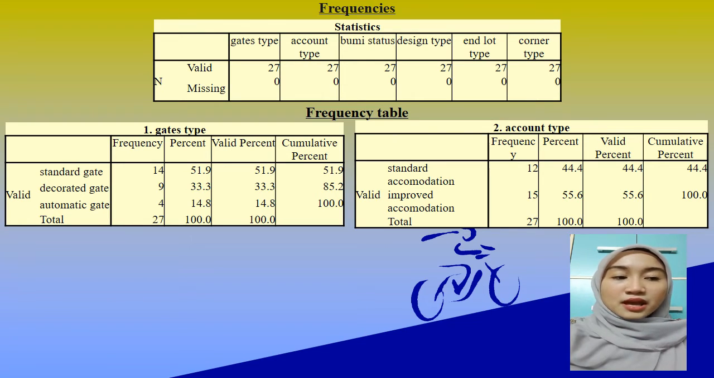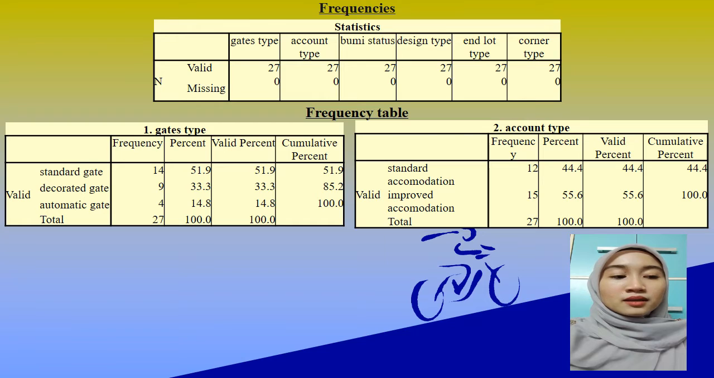51.9% valid percent and cumulative percent. Next is the decorated gate. It records a frequency of 9 with 33.3% and valid percent, while its cumulative percent is 85.2. The other type is automatic gate with a frequency of 4, while its percent and valid percent is 14.8 with 100% cumulative. So the standard gate has the highest frequency.